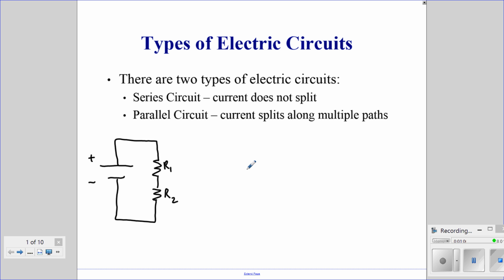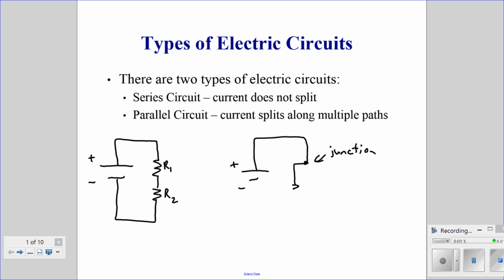For a parallel circuit, again, if I draw a battery, positive terminal and negative terminal, we have this wire come up, but we have this point here called a junction. At that junction, the current is able to split. The one wire becomes two wires. And then it comes back together, so we have another junction, and back to the battery.